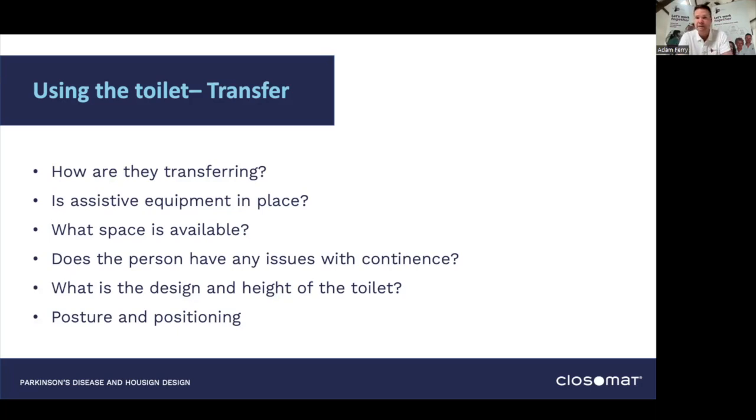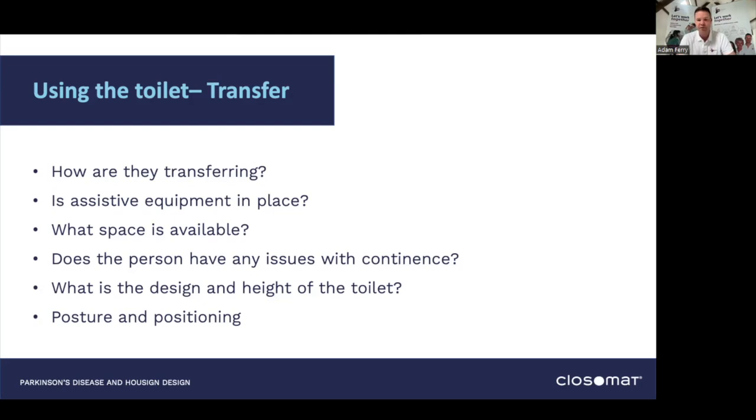How is the person getting off it to manage, or how is a carer getting the person off it to manage their personal hygiene? Is assistive equipment in place? And if so, what? How is it being used? What space is available for transfers, either now or in the future?